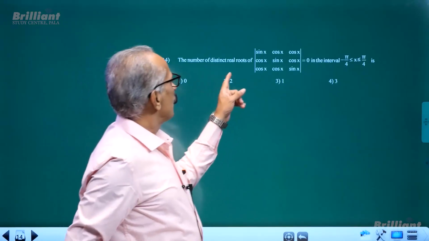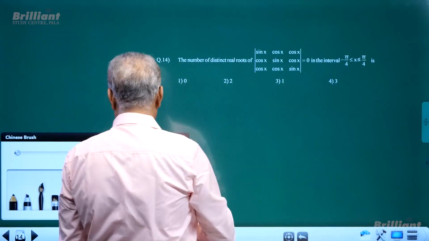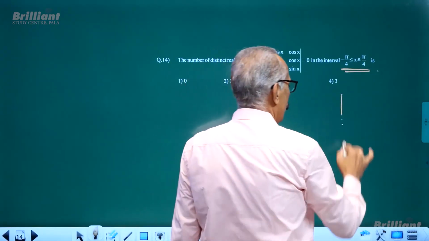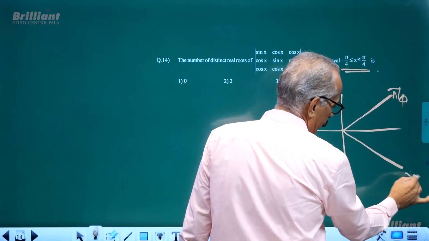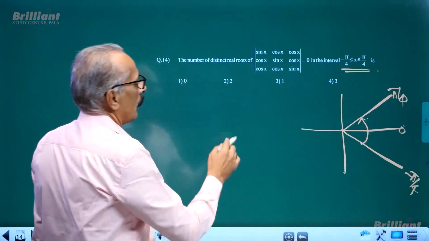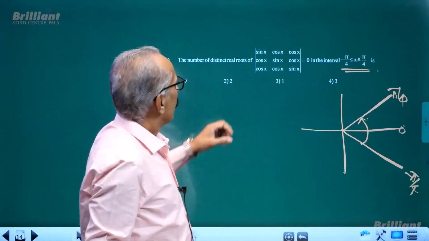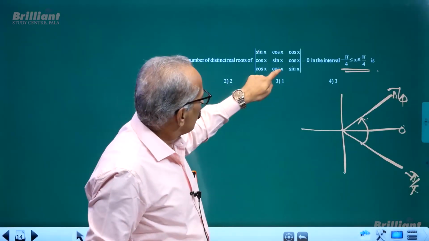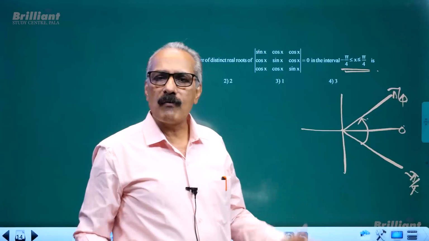The number of distinct roots of this equation. Look at this. x lies between minus pi by 4 and plus pi by 4. That means your answer should lie in this interval. This determinant is 0. Well, when you get a determinant, you must read carefully. That means the rows are sin x, cos x, cos x; cos x, sin x, cos x; cos x, cos x, sin x.